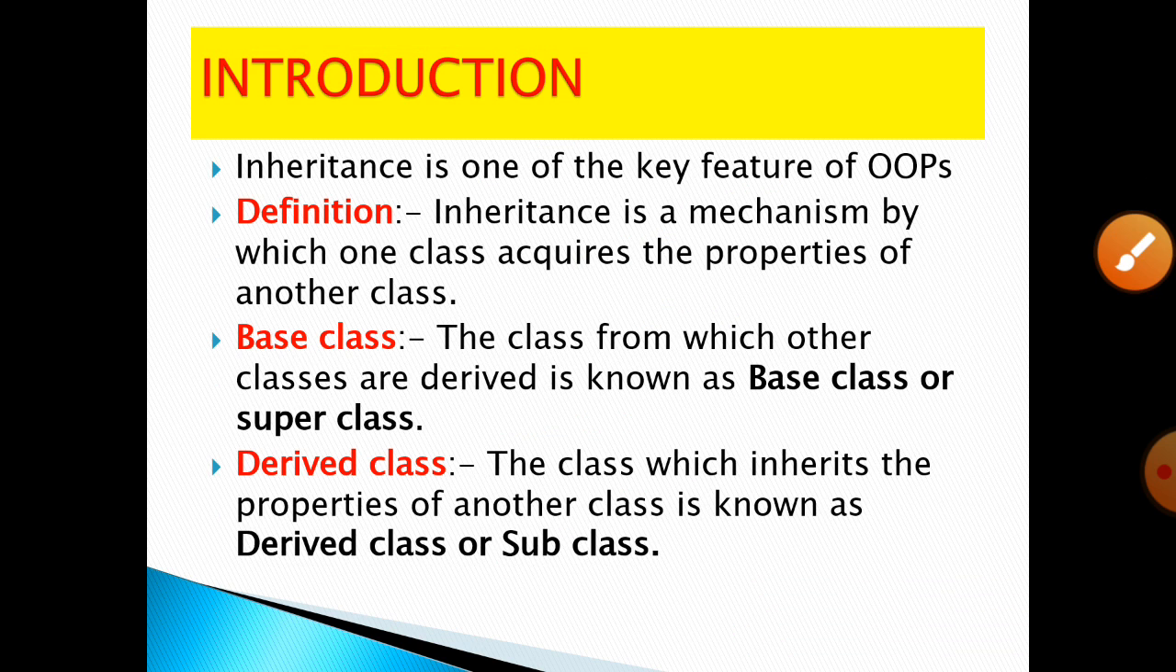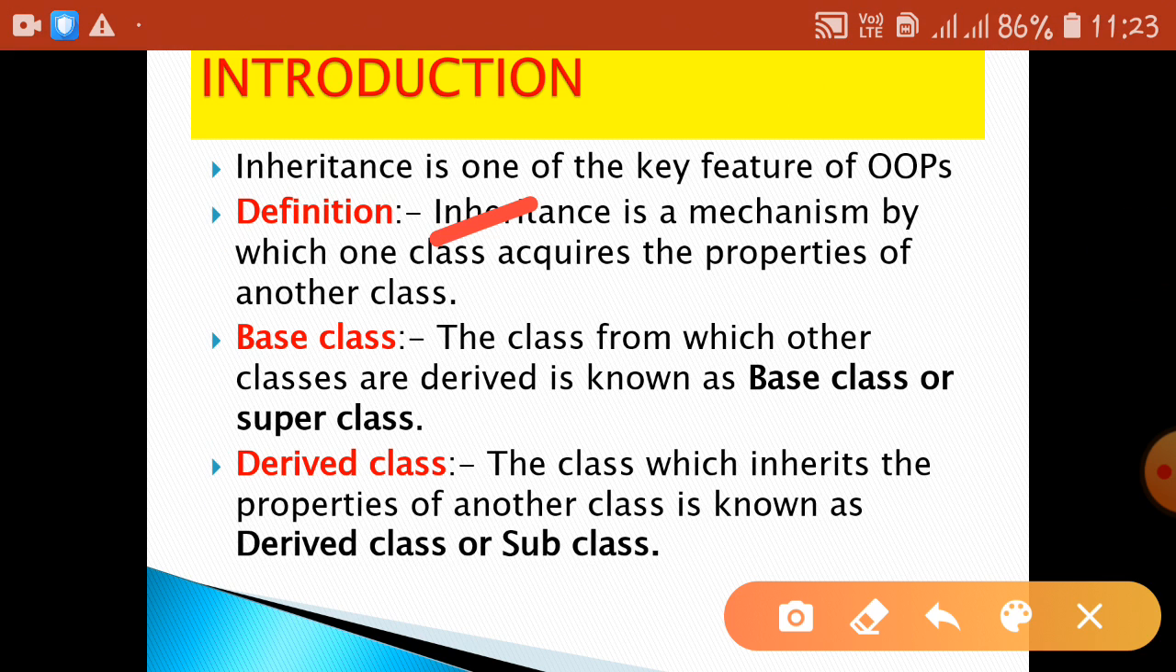So in the introduction part you should know the definition of inheritance, base class and derived class. Okay, so here the definition goes like this. Inheritance is a mechanism by which we derive other classes by acquiring some properties. So by acquiring some properties we are defining one class. It is called the inheritance process.